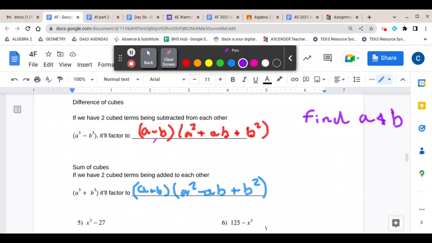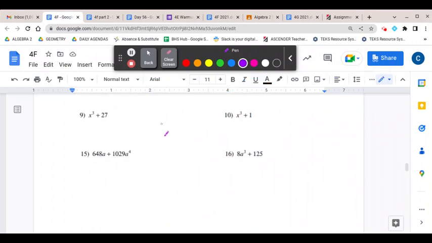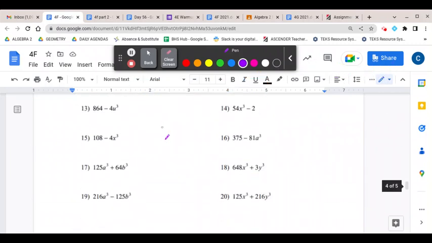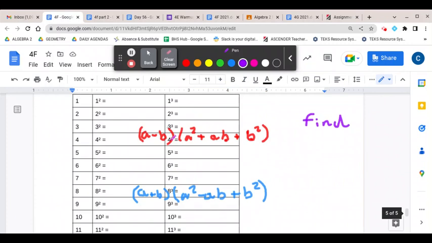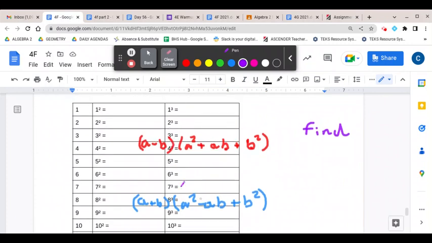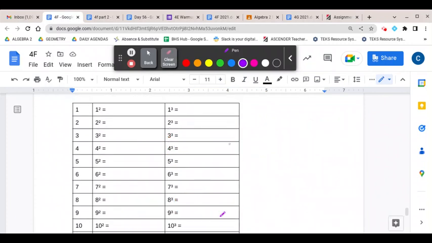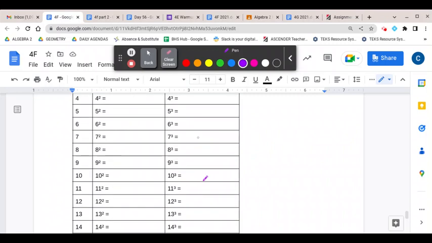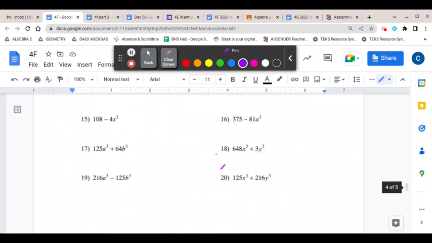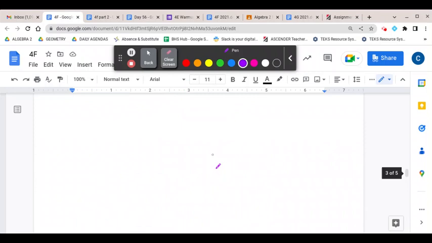So how we're going to do that is this. We have our table on the 5th page, and we see all of our cube numbers in the 3rd column right there. Hopefully that gives us a quick reference to do this.